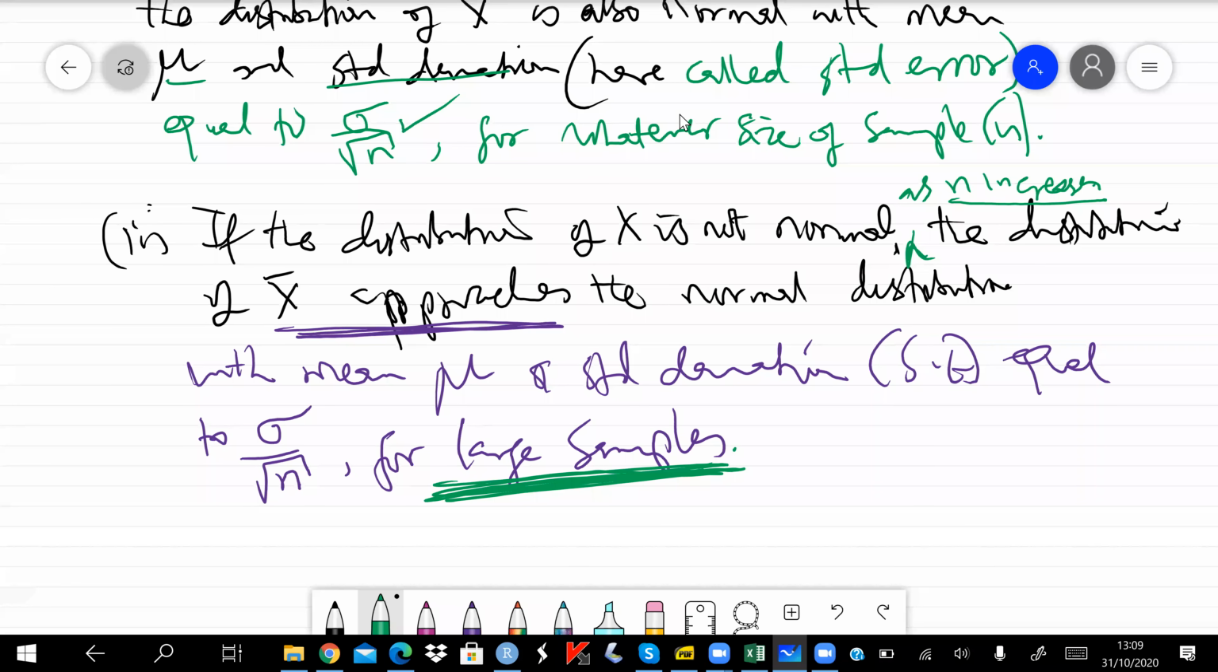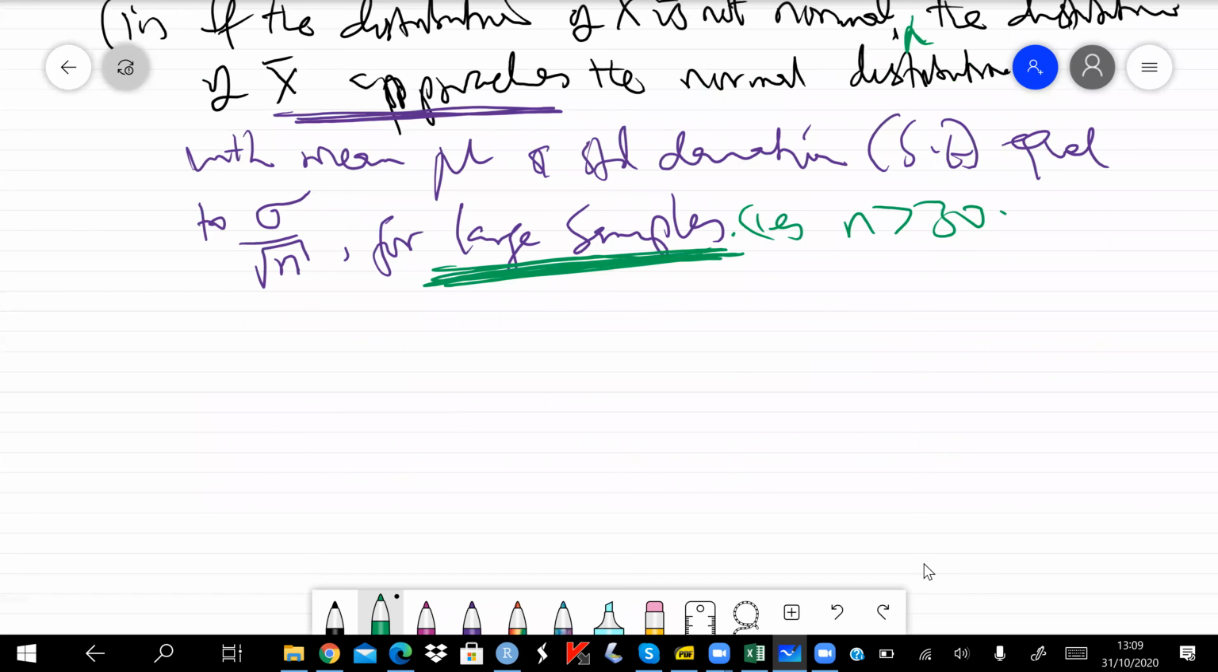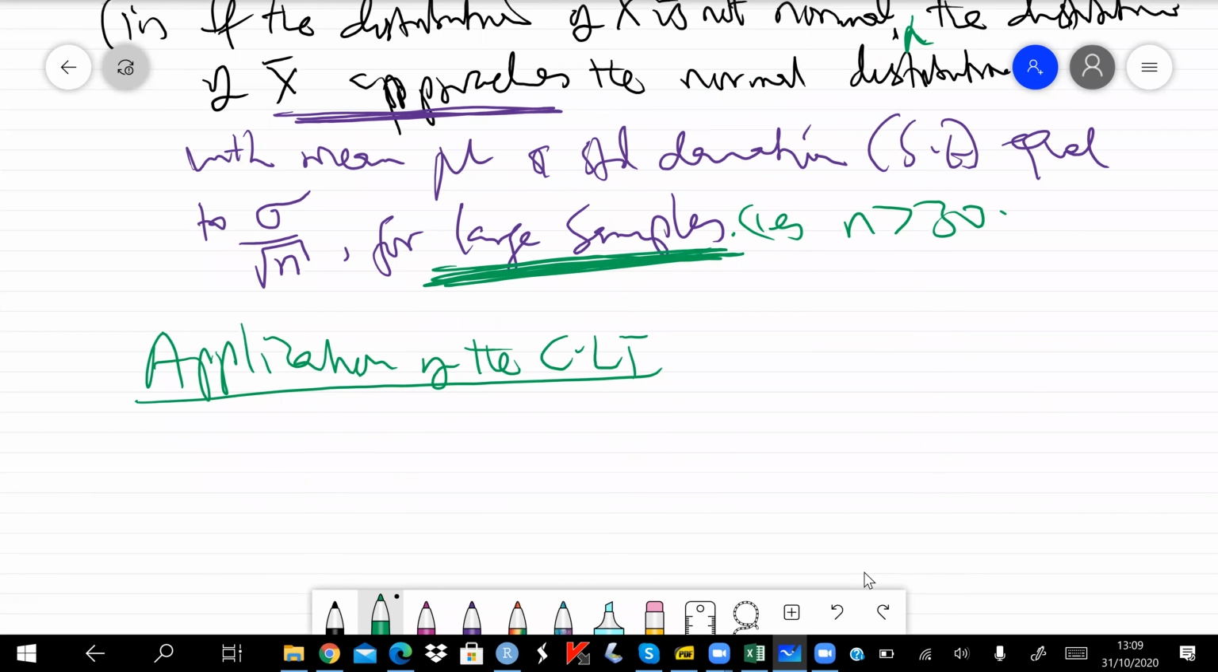Okay, so for a large sample, that is n bigger than 30. That's what we mean by large samples. So that's the definition of the central limit theorem, a very important concept in statistical inference. Now I want us briefly to look at the application. How do we apply this? Application of the central limit theorem. Since we've said that the distribution of x bar will be normal, it means that we can define a standard normal distribution from that distribution.